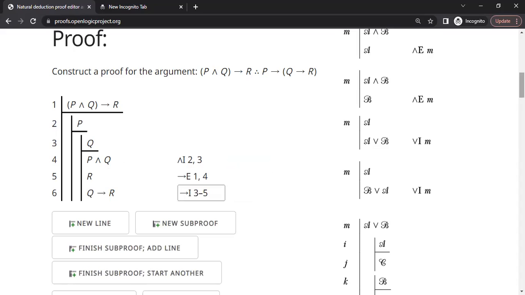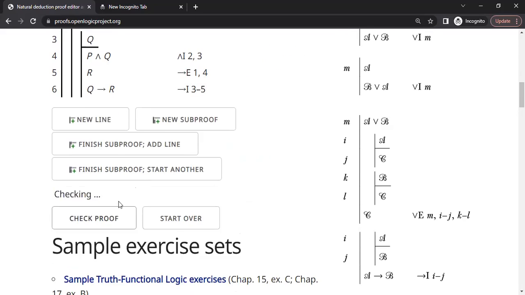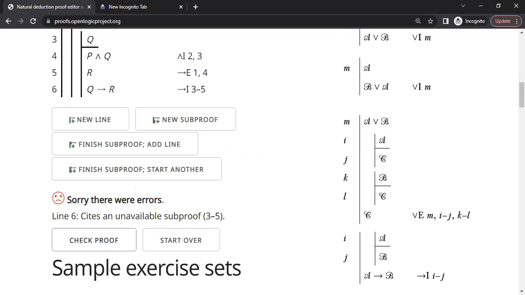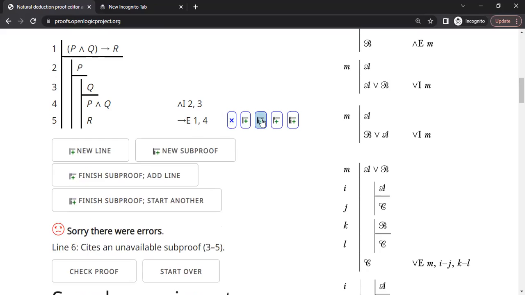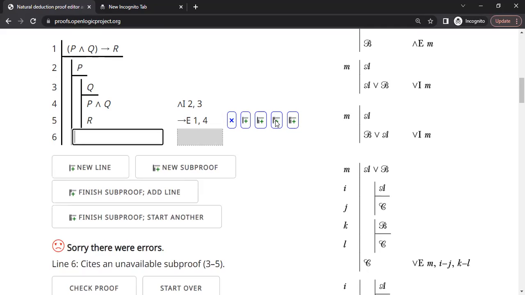See whether our proof is meaningful so far. Let's check the proof. You can see line number 6 cites an unavailable subproof 3, 5. The reason why it is wrong at line number 6 is that from Q we arrived at R. The meaning of this is only if Q is true, we are able to arrive at R. That's what we are claiming if I put it like this. That means I should put it one level up. Let me delete this and add a new line one level up, to the parent of this. And now I should be able to safely conclude Q implies R.